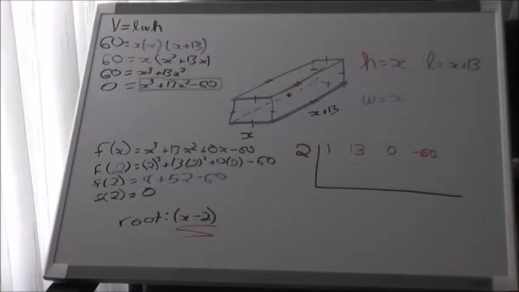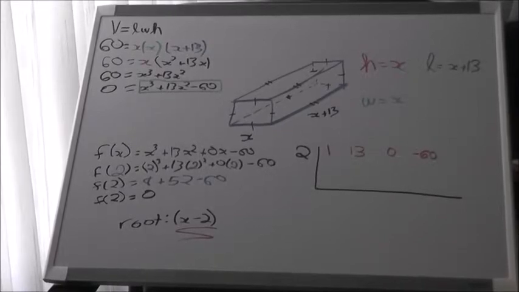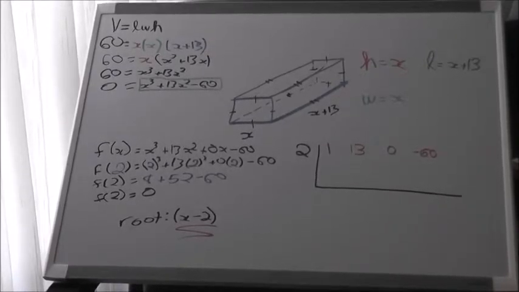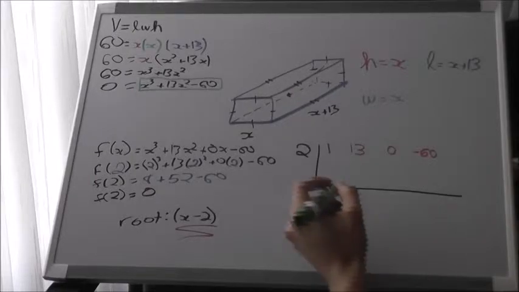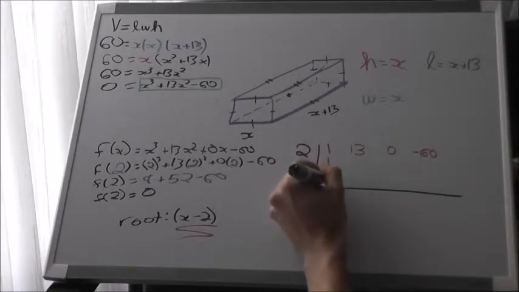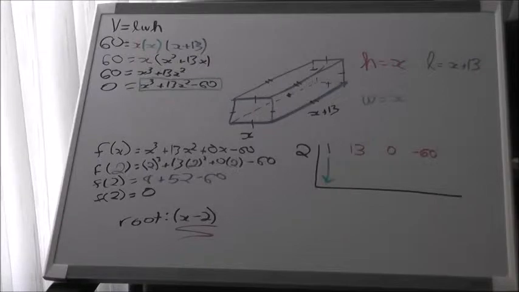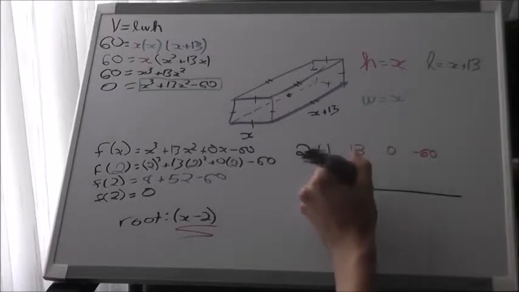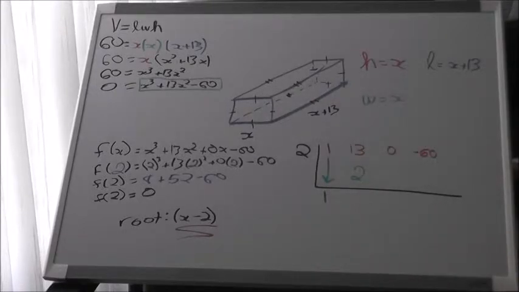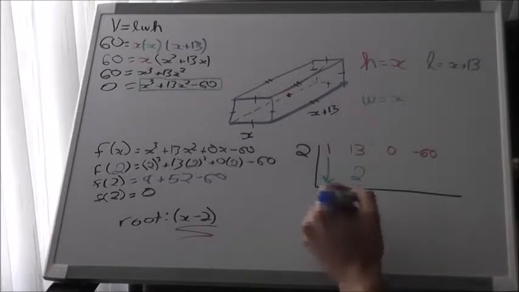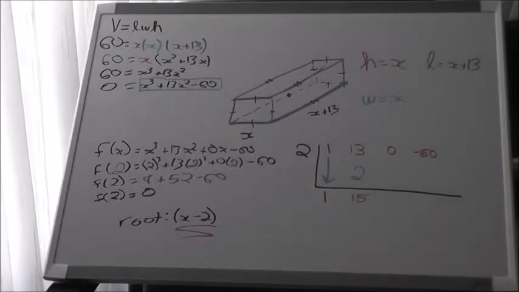Now, the first column, always, no matter what, carries down, which means that that answer is 1. Then you want to take your root, which is 2, multiply it by 1, which is your answer, which gives you 2, because 2 times 1 is 2. Then you want to add your 13 and your 2, that gives you 15. Now 2 times 15 is 30.